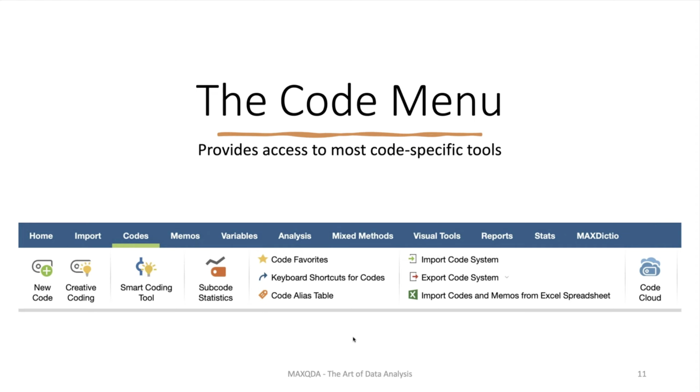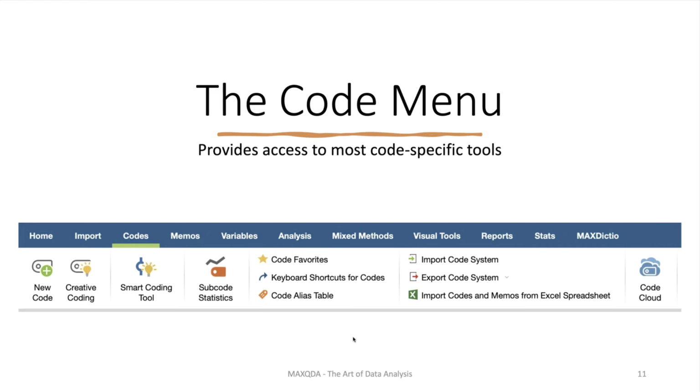The Smart Coding tool is one of my favorite tools in MAXQDA, although I use it once I'm in the analysis stage, and I use it when I want to further refine a coding system. I don't use it as much for creating codes to start.